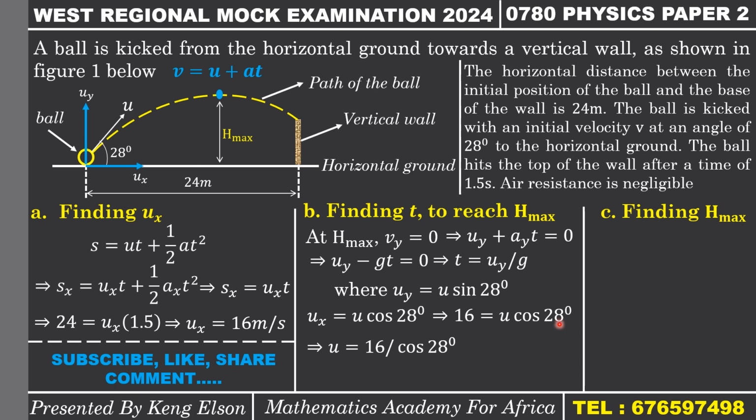Now what is u from there? Our u will be 16 divided by cos 28 degrees. So my uy will be equal to the u that we have here multiplied by sine 28 degrees. So I'll take the 16, multiply it with sine 28 degrees, then divide by cos 28 degrees. Doing that, we have 16 sine 28 over cos 28, which gives us 16 tan 28 degrees. So what is t? Our t will just be equal to 16 tan 28 degrees divided by g.